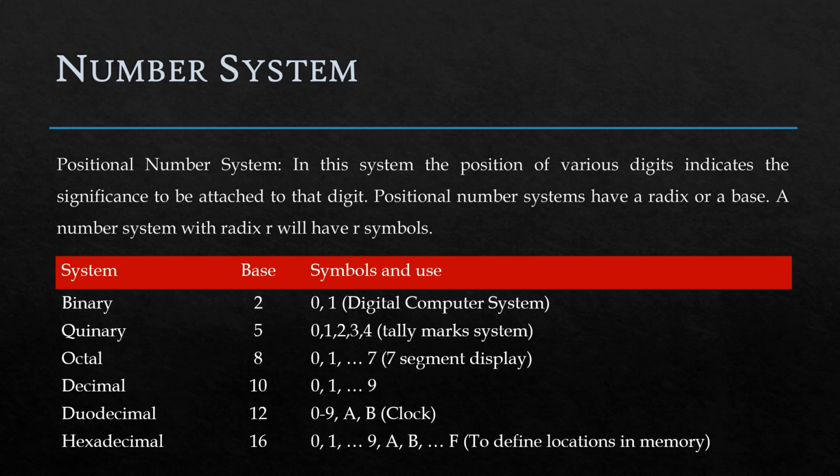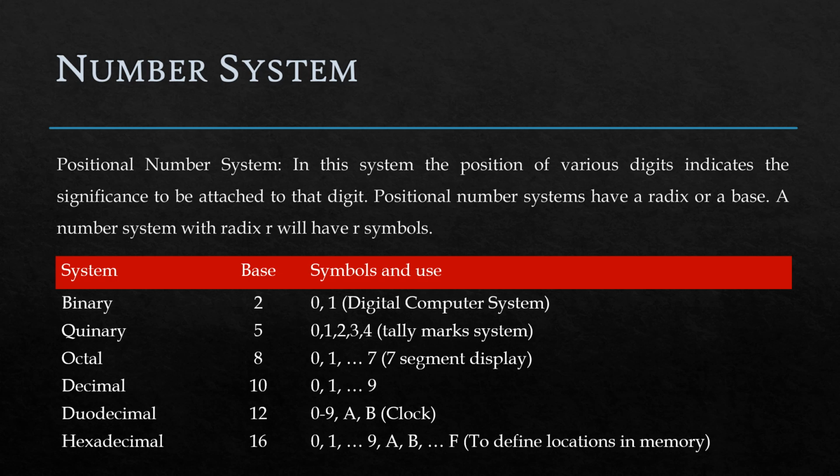In the decimal system, which is a very common system, it consists of 10 symbols, and so the base value is 10. The symbols are 0, 1, etc. up to 9. In duodecimal, duo stands for 2 and decimal stands for 10, so 10 plus 2 is 12. The base value is 12, and it consists of 12 distinct values: 0, 1, 2, 3, 4, 5, 6, 7, 8, 9, then the capital letters A and B. This number system is commonly used in clocks.